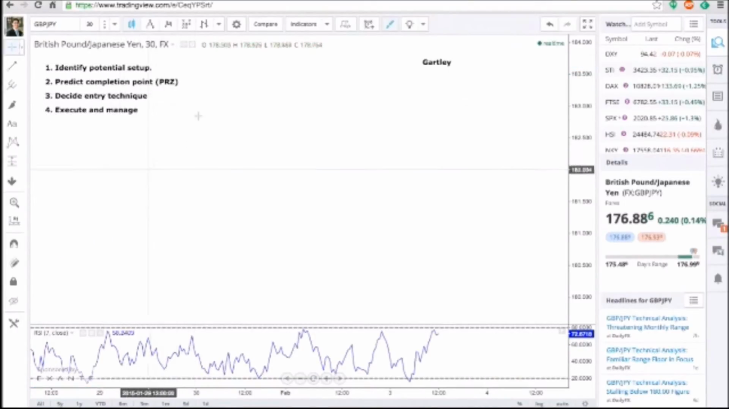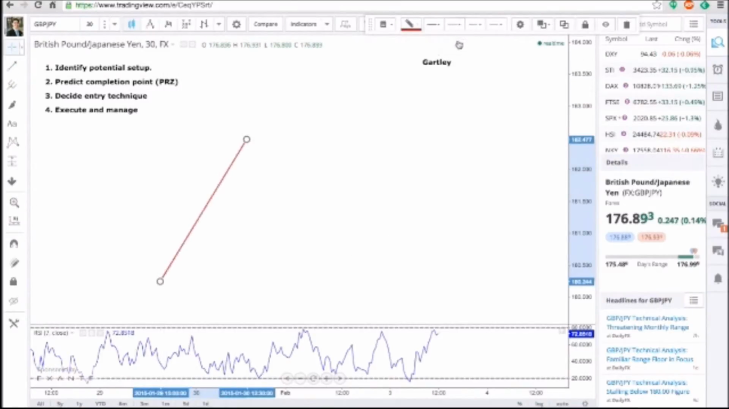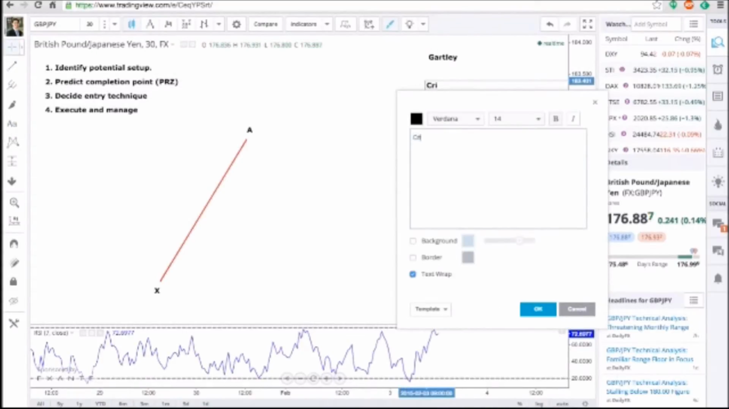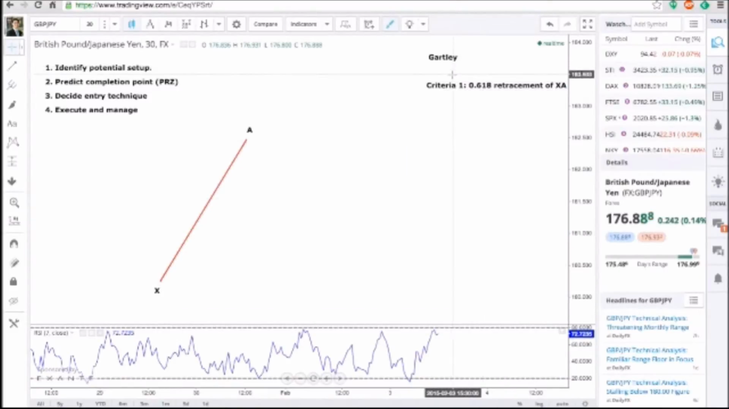So the first step we need to identify, assuming that we have this leg itself, we start with an X, and then this will be our A point. Once we have this XA, the first step is to find our first criteria. For Gartley, if you all remember, the first criteria is to have a 0.618 retracement of your XA. So that will be your first criteria.